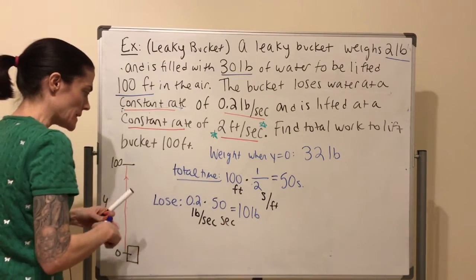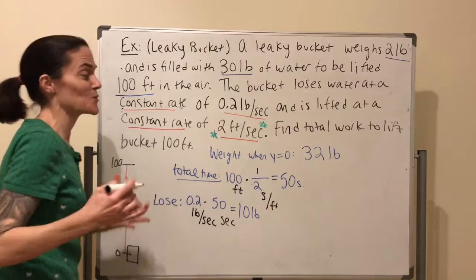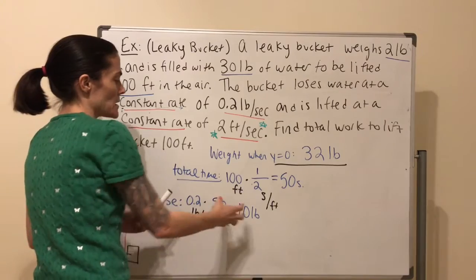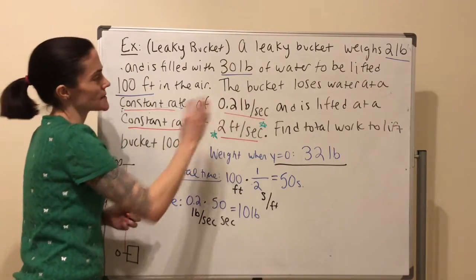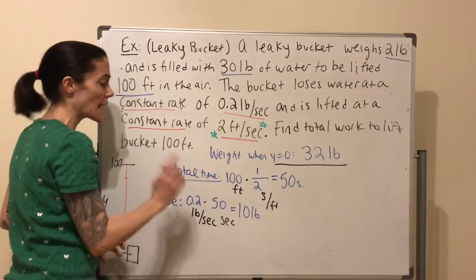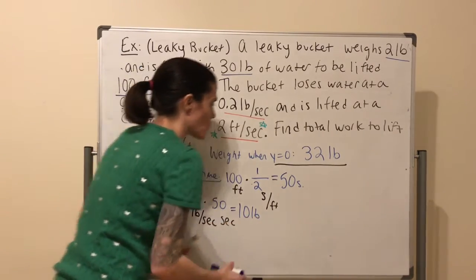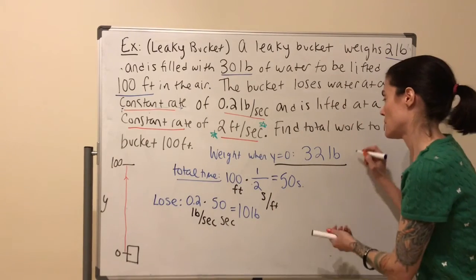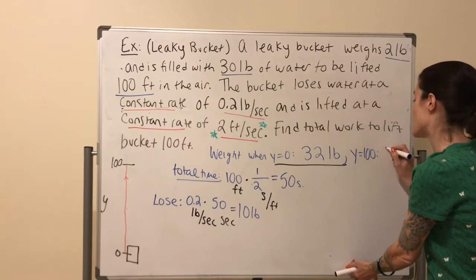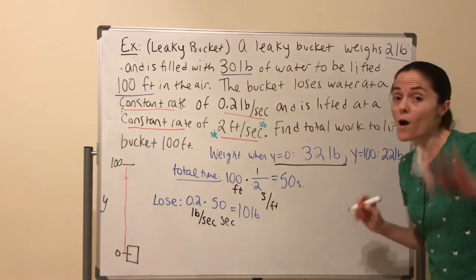Okay? So now let me go back up over here. So the weight, now I'm in good shape. I'm almost to where we were in the last problem. When y equals 0 is 32 pounds. And with this constant rate of losing water and this constant rate of lifting, I see that I will have lost 10 pounds of water once I get to the top. So when y is 100, we have 32 minus 10, excuse me, 22 pounds. That's for the water and the bucket.